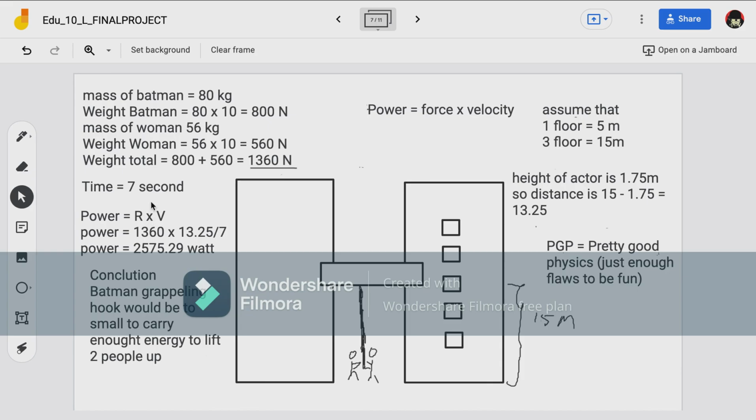My review is basically that it's pretty good physics. A lot of people would definitely be tricked, but a lot of people would just not overthink it and still want to believe that a grappling hook the size of a gun would be able to carry you.